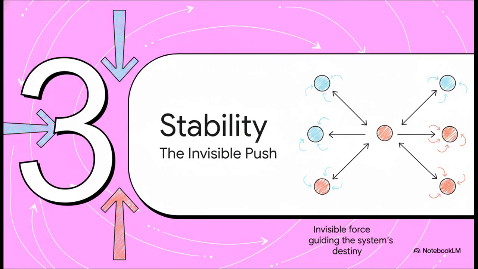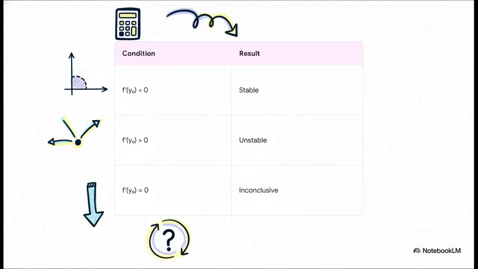But, and this is a huge but, not all these balance points are created equal. Some of them act like they're pulling the system in, while others are actively pushing it away. This behavior is what we call stability. And it's kind of like an invisible force that guides the system's destiny. So how do we figure out if it's a push or a pull? Well, we have a super handy tool for that, the derivative test.